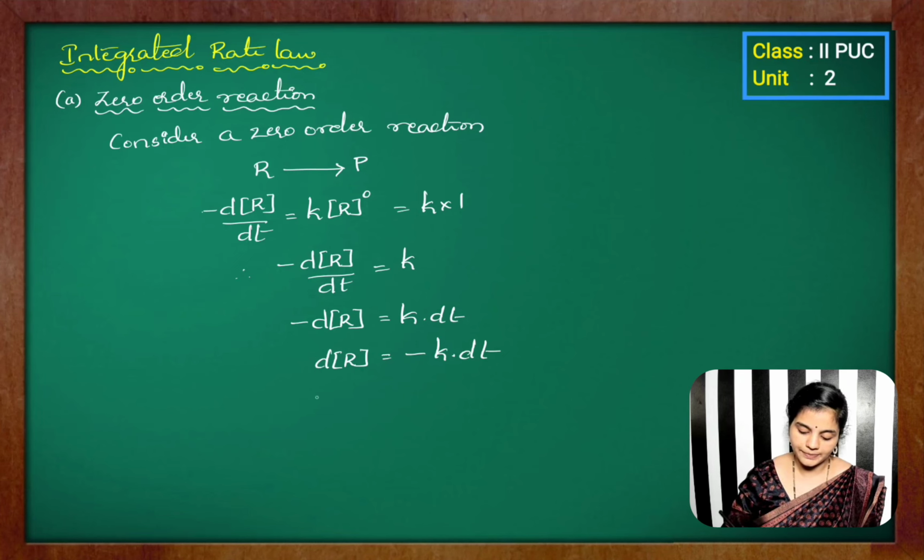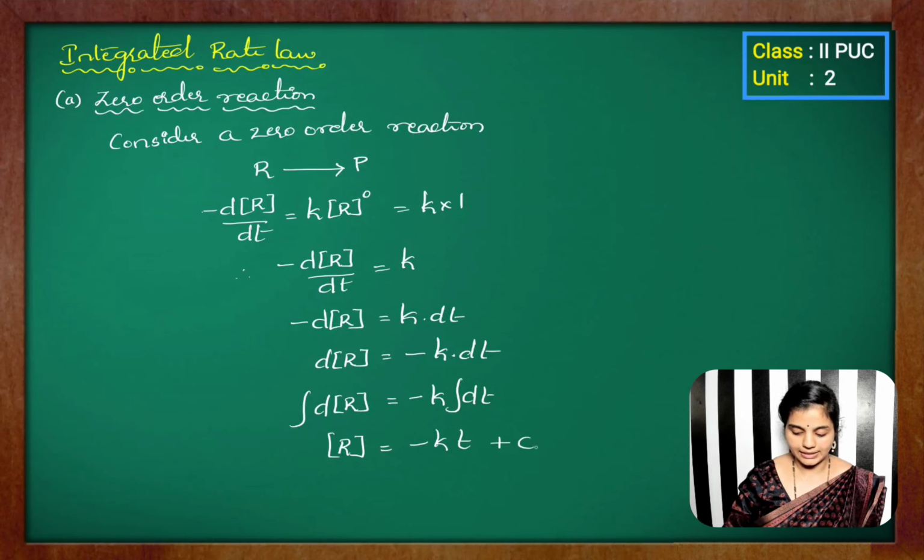Integrating on both sides, I can write integration of dR is equal to minus K, which is a constant, integration of dt. Integration of dR gives us R, which is equal to minus K. Integration of dt is t plus C. So the C is constant of integration.